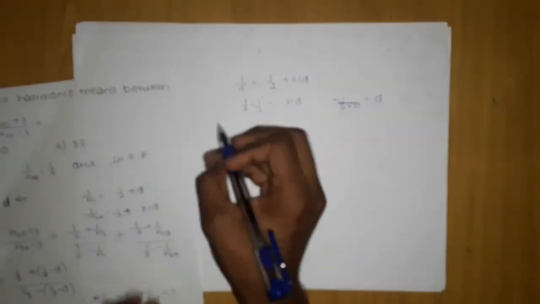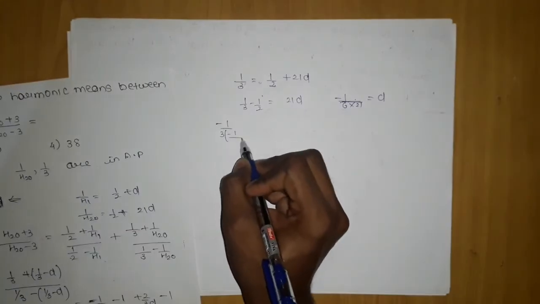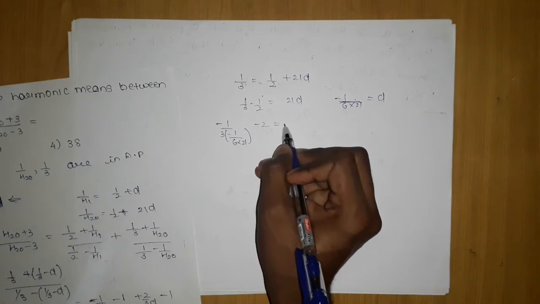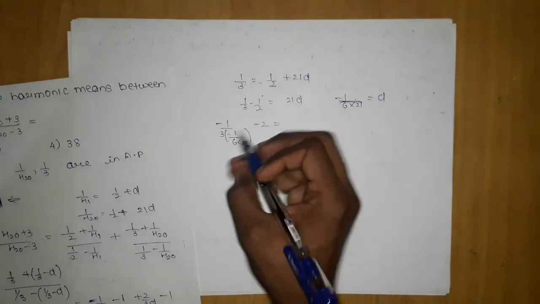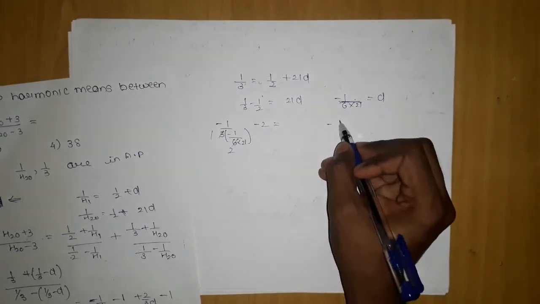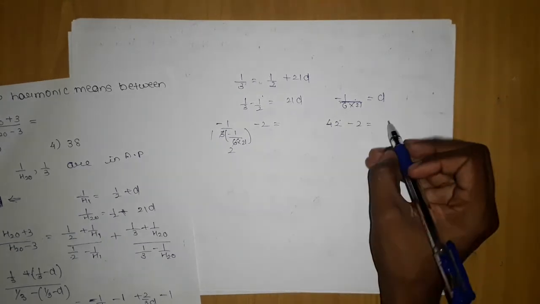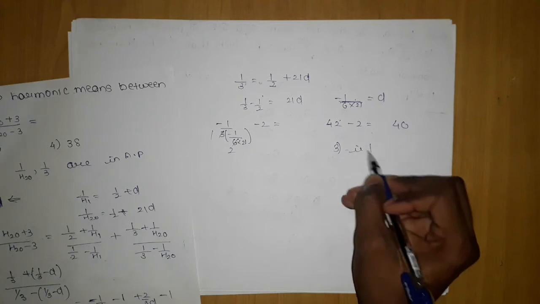Okay, so I will substitute this value here, minus 1 upon 3 into minus 1 upon 6 into 21. This is the D value, which will give me the required answer. So this will cancel out and give me 2, minus 1 is cancelled out, this will be 42, minus 2 should be my answer, which is 40. Third is the option, third is the answer.